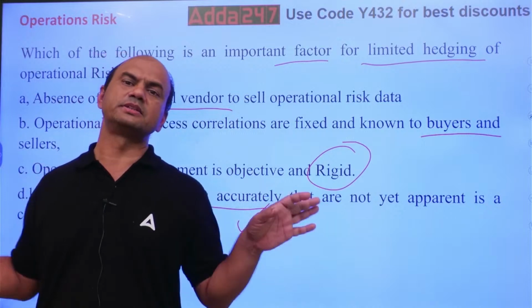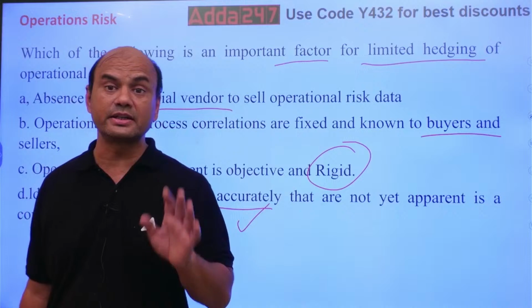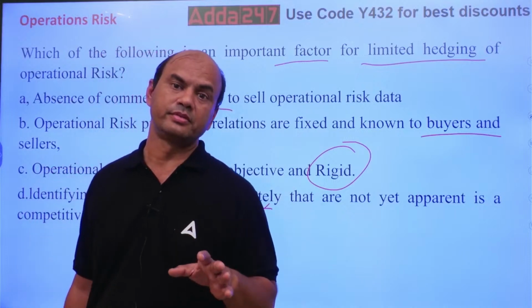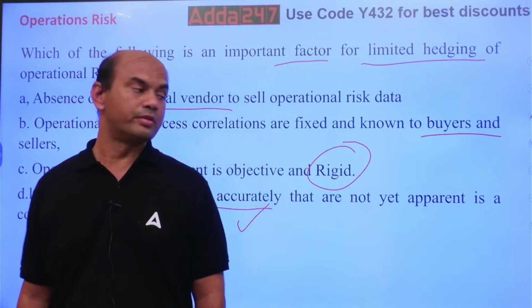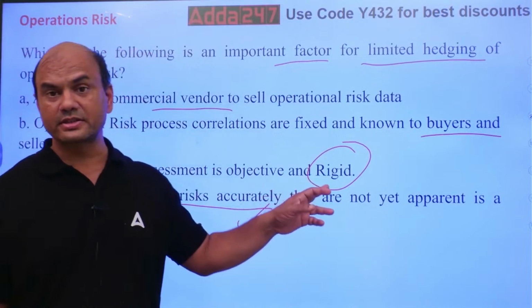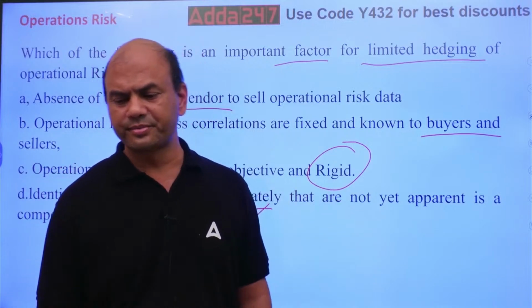Rigid means once done is done, no changes. You can't have any rigidness in anything in life. You have to keep on changing. Okay? So, operations risk, rigid, not allowed. So the answer is this only, isn't it?